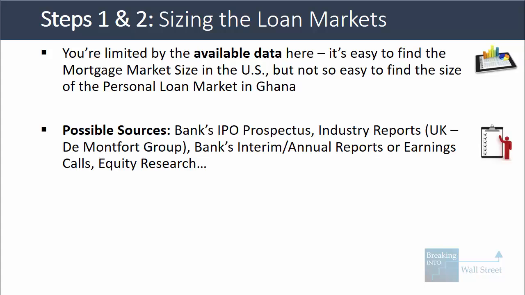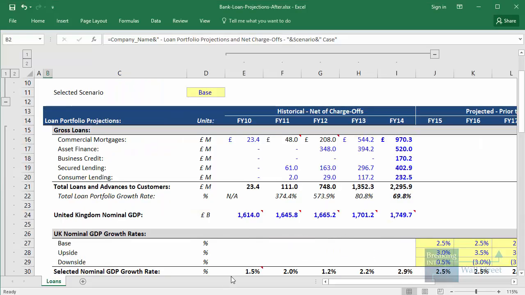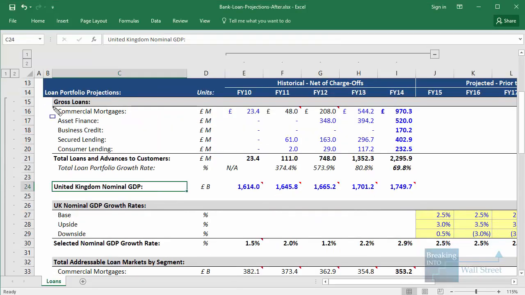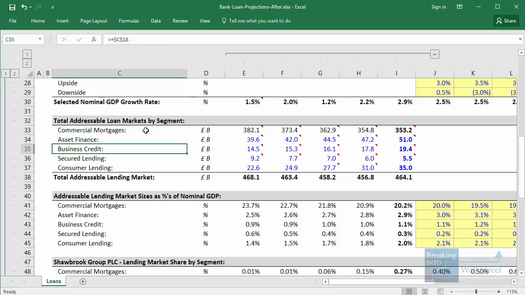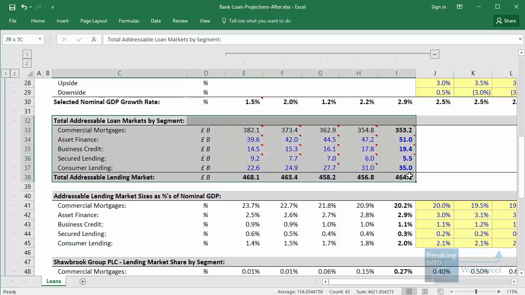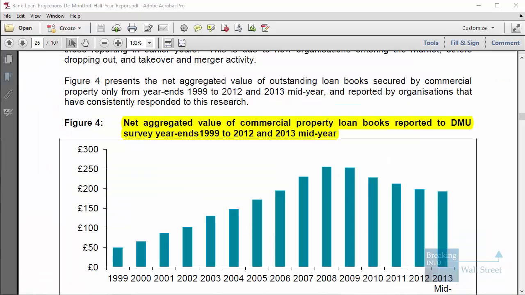You can look in a lot of different sources. And for Shawbrook, they operate in mortgages, asset finance, business credit, secured lending, and consumer lending. And to get the addressable loan markets by segment and to estimate the size, we look in a variety of different sources. You can look in industry reports.